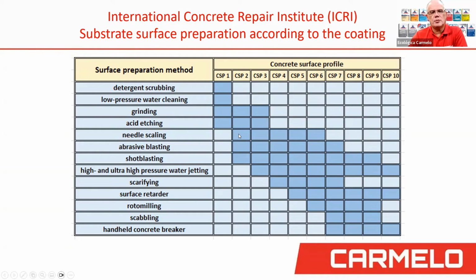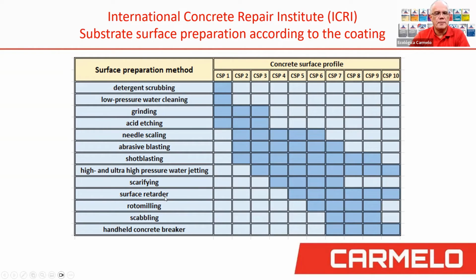These mechanical methods are easier to use. And then if you need a CSP, a concrete surface preparation, of about 3, 4, or 5, you'll be using shot blasting. That's my favorite machine to prepare the surface. Or you can also do abrasive blasting or diamond disc as well.